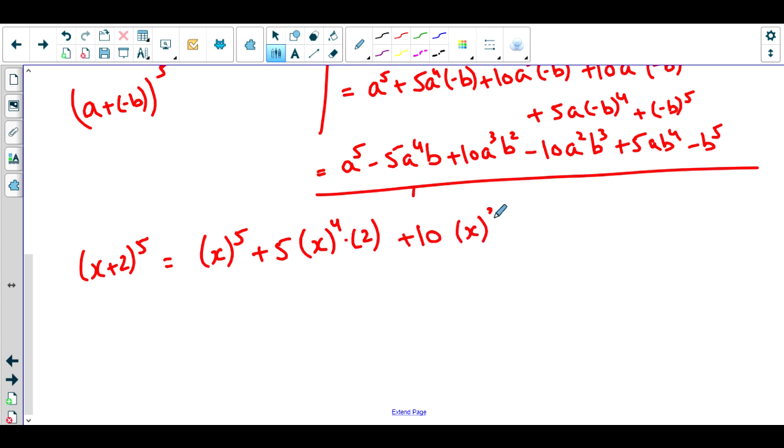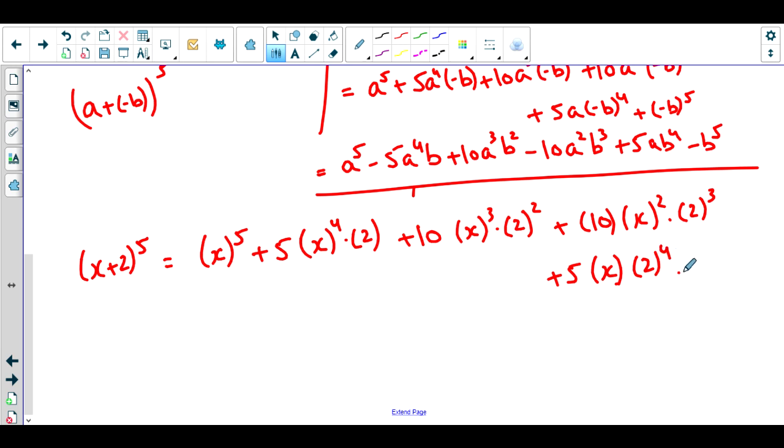A power will go down, b power will go up. So we can say here square. Next coefficient is again 10, 10 x power 2 and 2 power cube plus 5 x and here it is 2 power 4 plus 2 power 5. Just substitution. You reduce the power of a, increase the power of b. Like here, for a it is 5, 4, 3, 2, 1, 0, and for b it is 0, 1, 2, 3, 4, 5. This is expansion. Now just open the brackets.